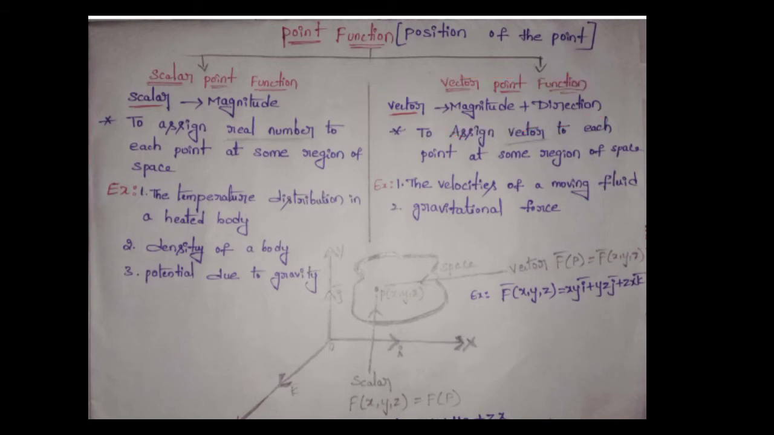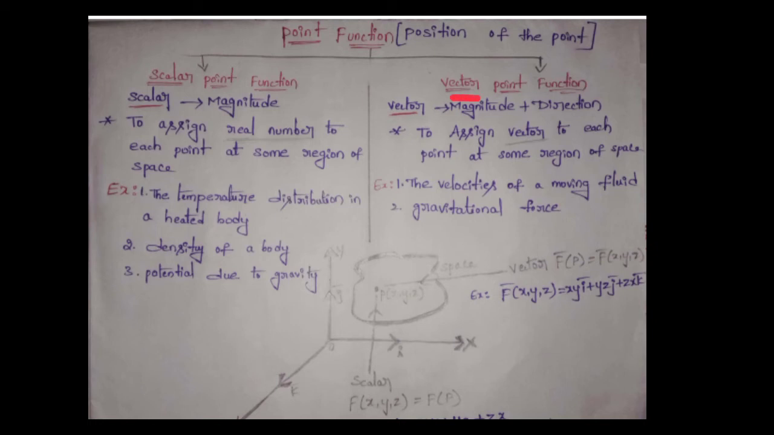Let us discuss scalar point function. Scalar point function is to assign some real number to each point in some region of a space. Then it is called a scalar point function. That means if we assign a real number to the point, then it is called scalar point function.